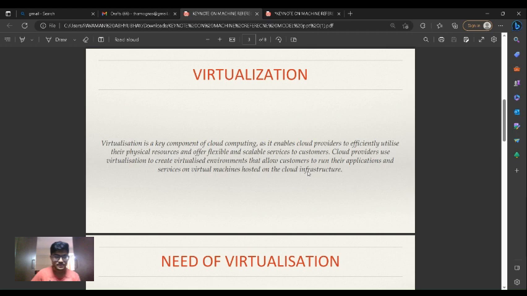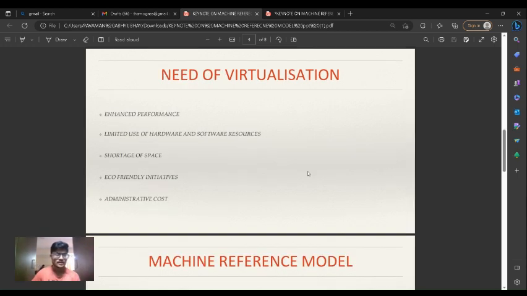So what is virtualization? Virtualization is a key component of cloud computing as it enables cloud providers to efficiently utilize their physical resources and offer flexible and scalable services to customers. Cloud providers use virtualization to create virtualized environments that allow customers to run their applications and services on virtual machines hosted on cloud infrastructure.